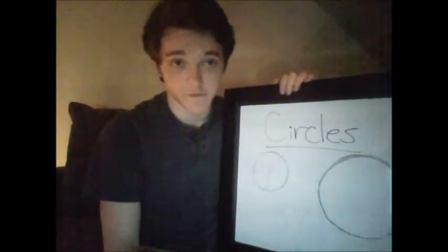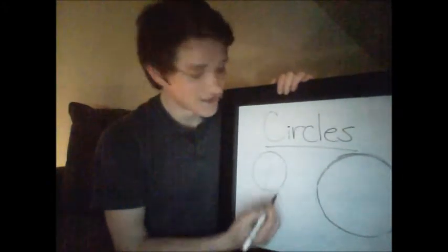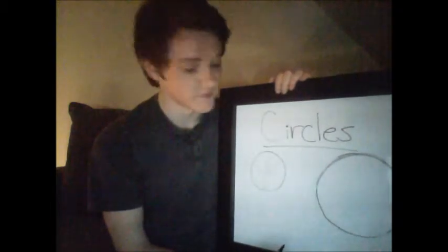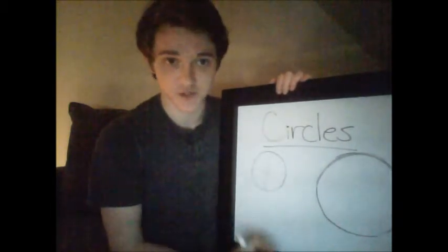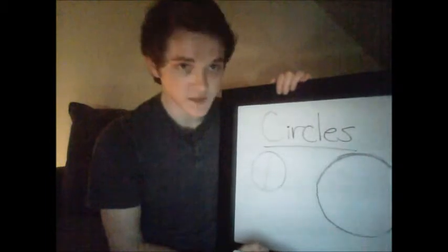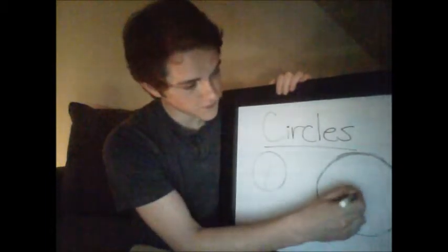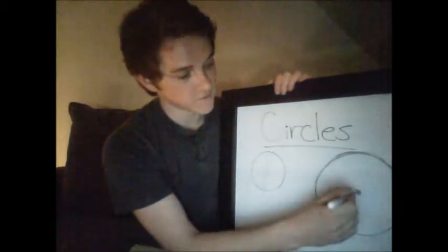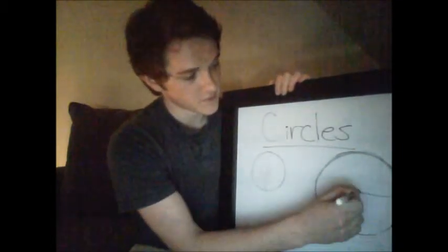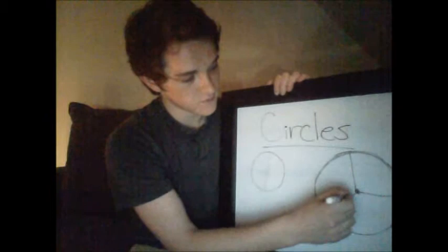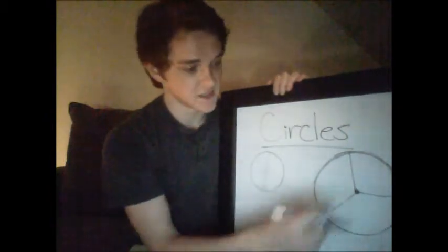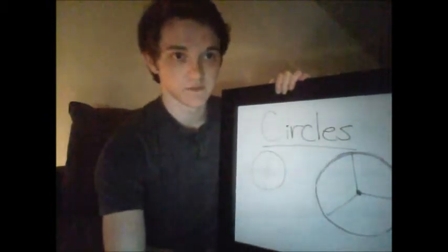Circles are very hard to draw. Circles are not polygons because they're not made up of straight sides. Circles are circles because they're all equally distant from the point at the very center. So from the center, each way that you go is equally distant to the edge of the circle.